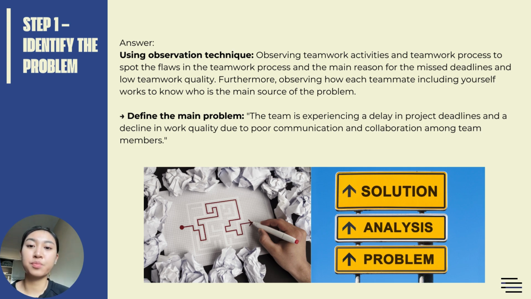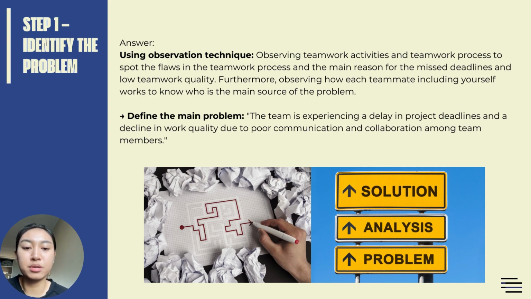Well, the answer should be: using the observation technique, observe teamwork activities and the teamwork process to spot the flaws in the process and the main reason for the missed deadlines and low work quality. Furthermore, observe how each teammate, including yourself, works to know who is the main source of the problem. So they define the main problem: the team is experiencing a delay in project deadlines and a decline in work quality due to poor communication and collaboration among team members.